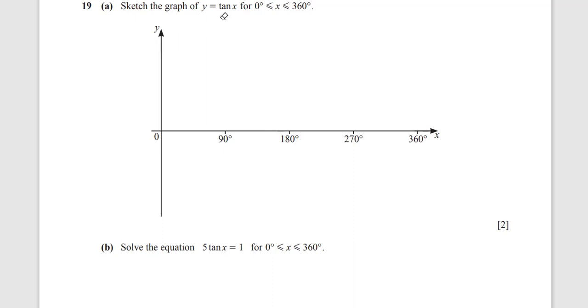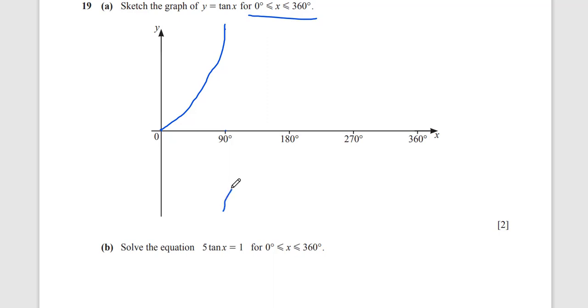Sketch the graph y equal to tan x for 0 to 360 degrees. So now we are going to draw tan x in this region. What is tan 0? 0. And tan 90 is infinite. So we'll be drawing from this to this, and here it is both plus infinity and also minus infinity.